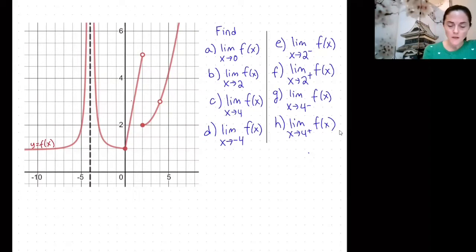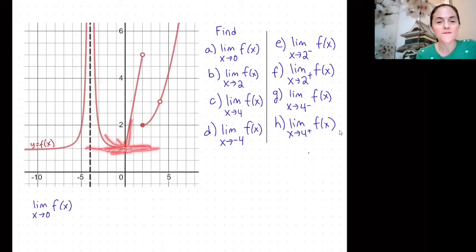So first of all, let us consider this first one. The limit as x approaches 0. So let's look at the graph here. x approaches 0, okay? Then you look up in the function, and what y value are you approaching? Well, as x approaches 0, closer and closer, we are getting closer and closer to this y value, which if you look at tick marks, this is y equals 1. Okay, so this is a.